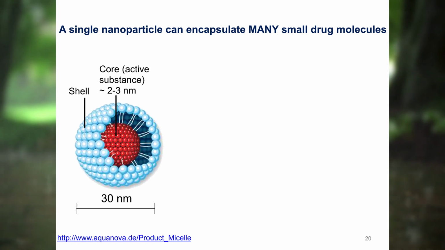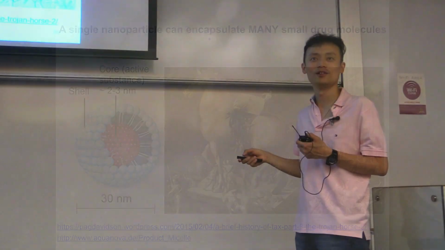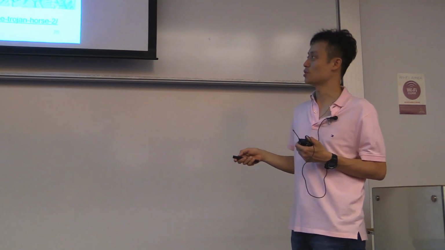But the analogy for you guys is that if you're really into Greek mythology, you know this war, right? The Trojan War, the Trojan horse, between Sparta and Troy. Each individual soldier will be the drug molecule in this case, and the Trojan horse will be a nanoparticle. Okay, so I hope this message is clear.